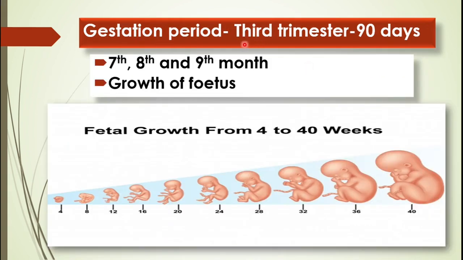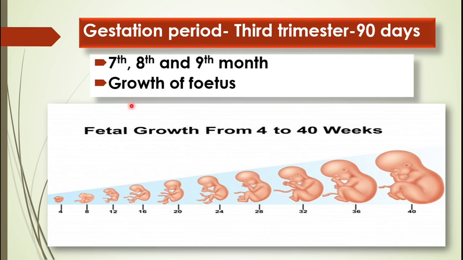Let us see what happens during the third trimester. The third trimester is the remaining 90 days. So 90 into 3, 270, plus 10 more days is the gestation period. So the third trimester of 90 days, which is the 7th, 8th and the 9th month of pregnancy, during these 3 months, the most important change that happens in the fetus is just growth, because by the first and the second trimester, the majority of the organs have started developing, and have also become functional. In the sense, the third trimester is basically just for growth.